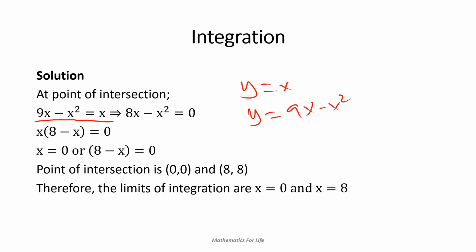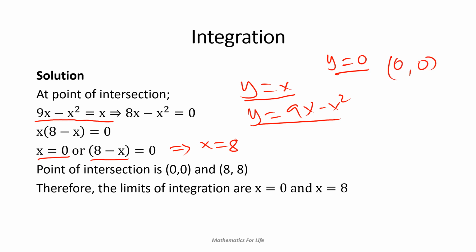We can use that particular equation to solve for the value of x at these points of intersection, and that is going to give us x equals 0 or 8 minus x equals 0, which means that x equals 8. Now we can substitute each of these values of x in either of the two equations to find the corresponding coordinate of y. For instance, if we substitute in the first one using x equals 0, we have y equal to 0, and therefore the first point of intersection becomes (0, 0).